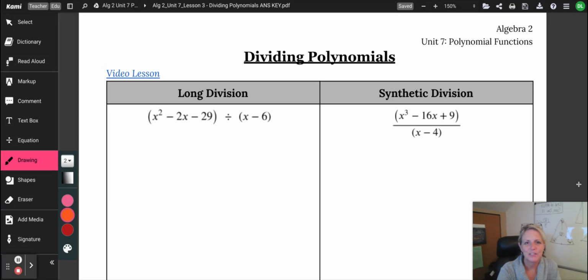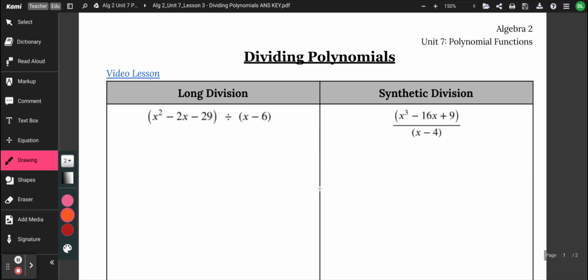Hey guys, in this lesson we're going to look at two different ways to divide polynomials and how this is beneficial when we're looking at functions. So the first way is long division, and you should have done this back in your algebra class, but we will go ahead and review.